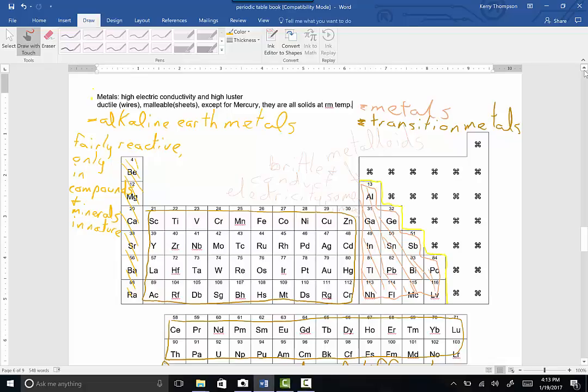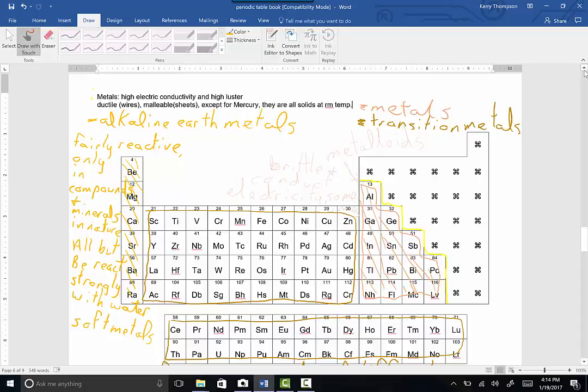All except beryllium react very strongly with water. All but beryllium react strongly with water. And they are all soft metals, which means that you can do a lot with them. It's easier to work with them than with others.